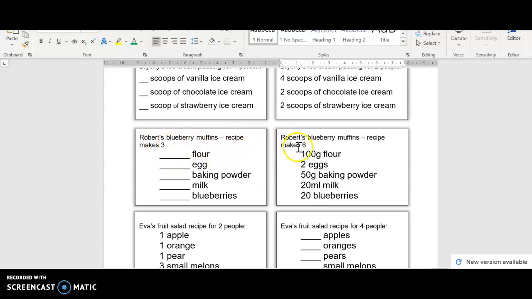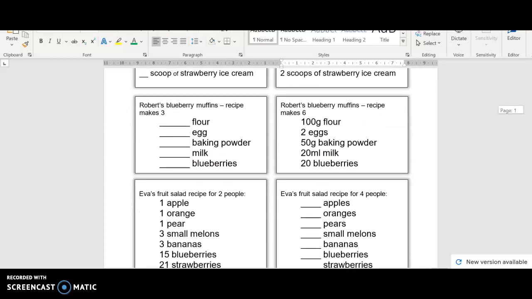Well, 6 is twice as many as 3, so we need to half all these amounts to make Robert's blueberry muffins for 3. Half of 100 is 50. Half of 2 eggs is 1 egg. Half of 50 grams is 25 grams of baking powder. Half of 20 milliliters of milk is 10 milliliters of milk. And half of 20 blueberries are how many blueberries? Yeah, 10 blueberries. And that's scaling.